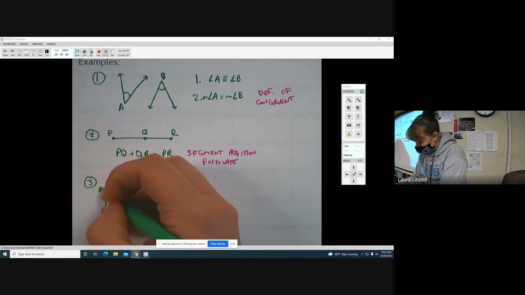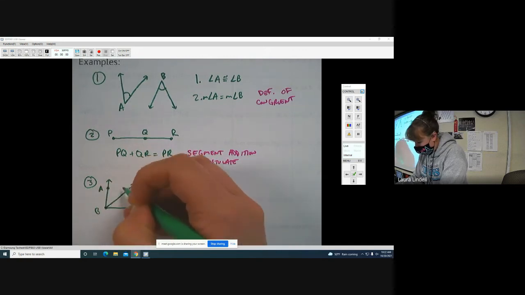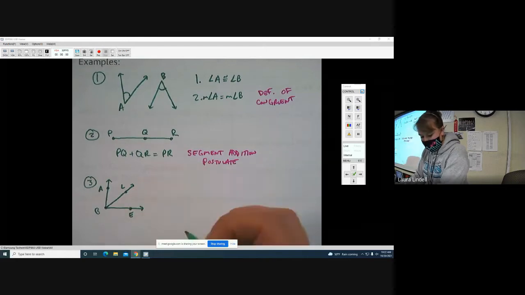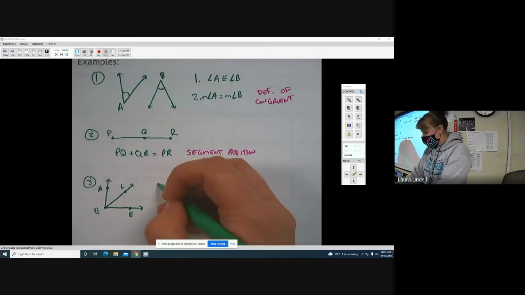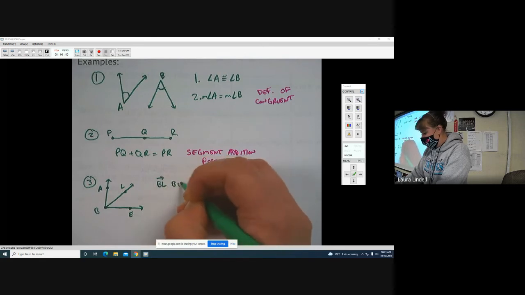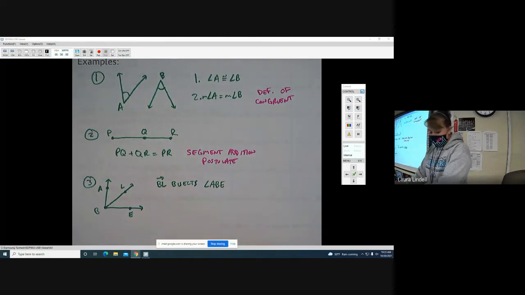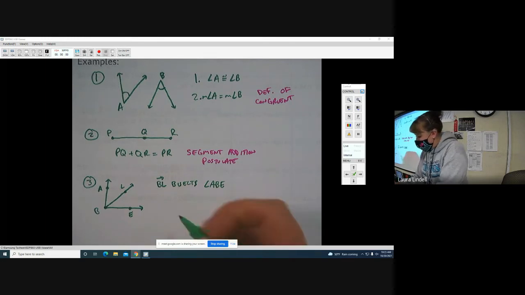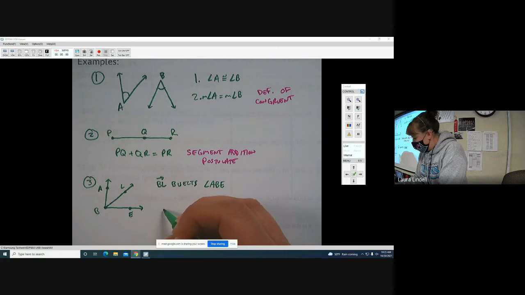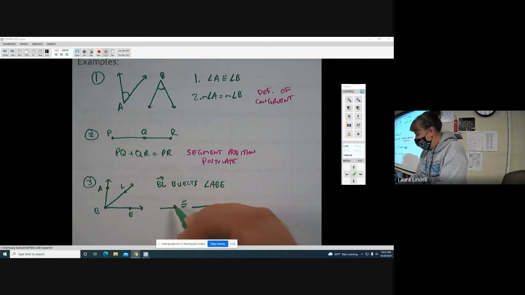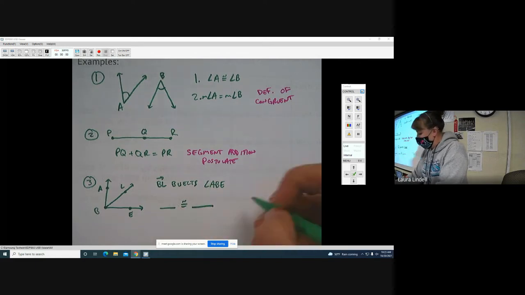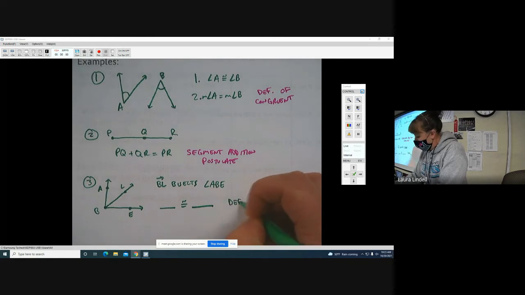This one will have the picture A, B, L, and E. And we are going to be told that the ray BL bisects angle ABE. Definition of angle bisector. Yeah, definition of angle bisector is what we're going to use. And sometimes in a proof, you'll be asked to fill in what's congruent to each other because of this. And you'll be told that it's definition of angle bisector.